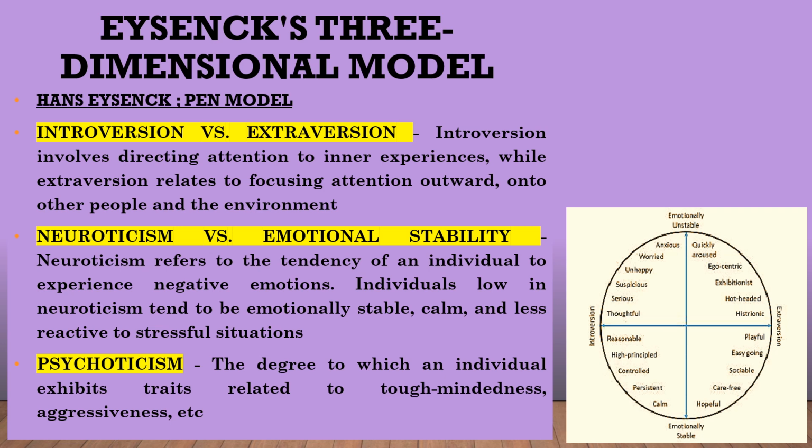Psychoticism represents the degree to which an individual exhibits traits related to tough-mindedness, aggressiveness, etc. People high in psychoticism may display behaviors such as being cold and impulsive. Eysenck believed that these three dimensions of personality were biologically based and had a strong genetic component.